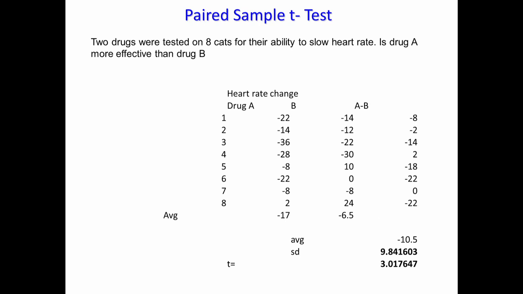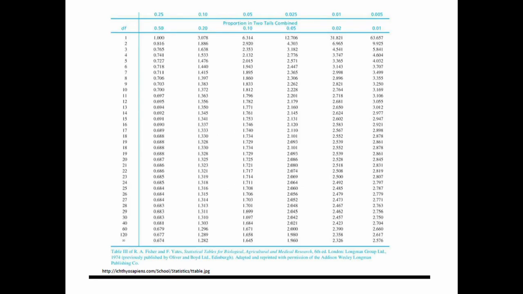Here mu naught is equal to 0, so I can say x bar is minus 10.5 divided by 9.8 over the square root of 8, that will come out to be 3.017. So I go to the table. H naught is mu equal to 0, HA is mu less than 0, and the T table value is 1.895 for 7 degrees of freedom. Let us go to the T table.